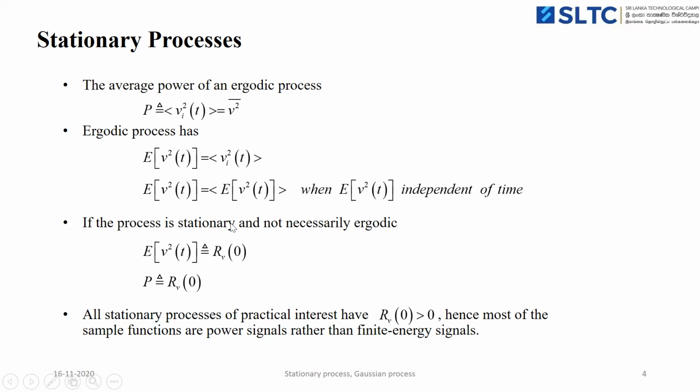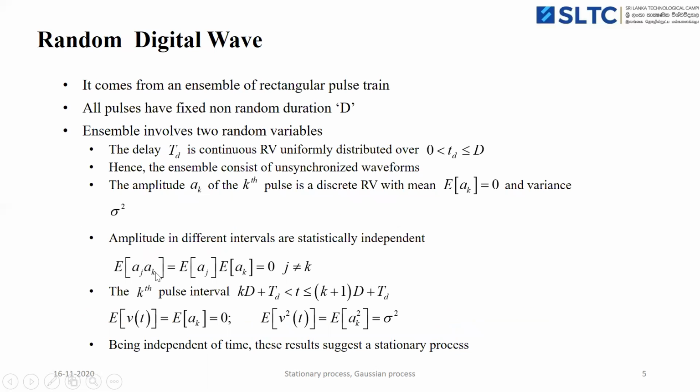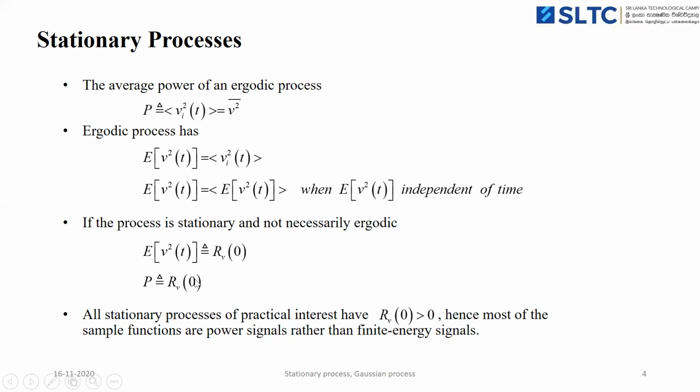If the process is stationary, but not necessarily ergodic, in that case we can find the mean square value. The mean square value of the stationary random process, that is expectation of v squared of t, is equal to R_v of 0, the autocorrelation function at tau equal to 0. So the average power, the mean square value, will be equal to the average power of the random process, which is equal to R_v of 0. Because at R_v of 0, the autocorrelation function has its maximum magnitude.